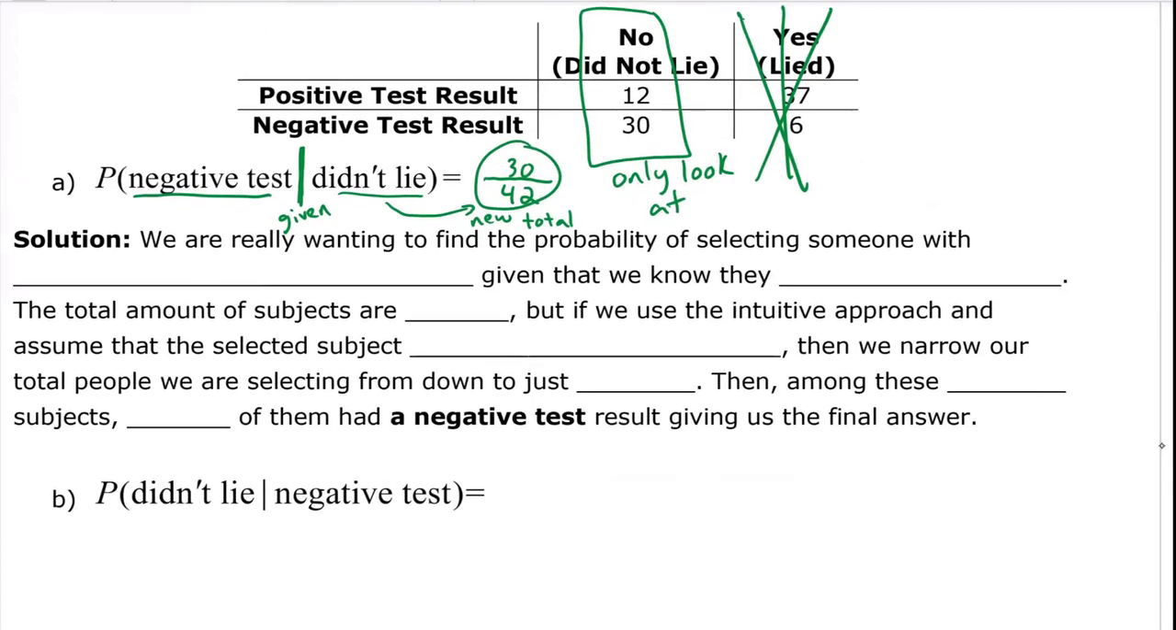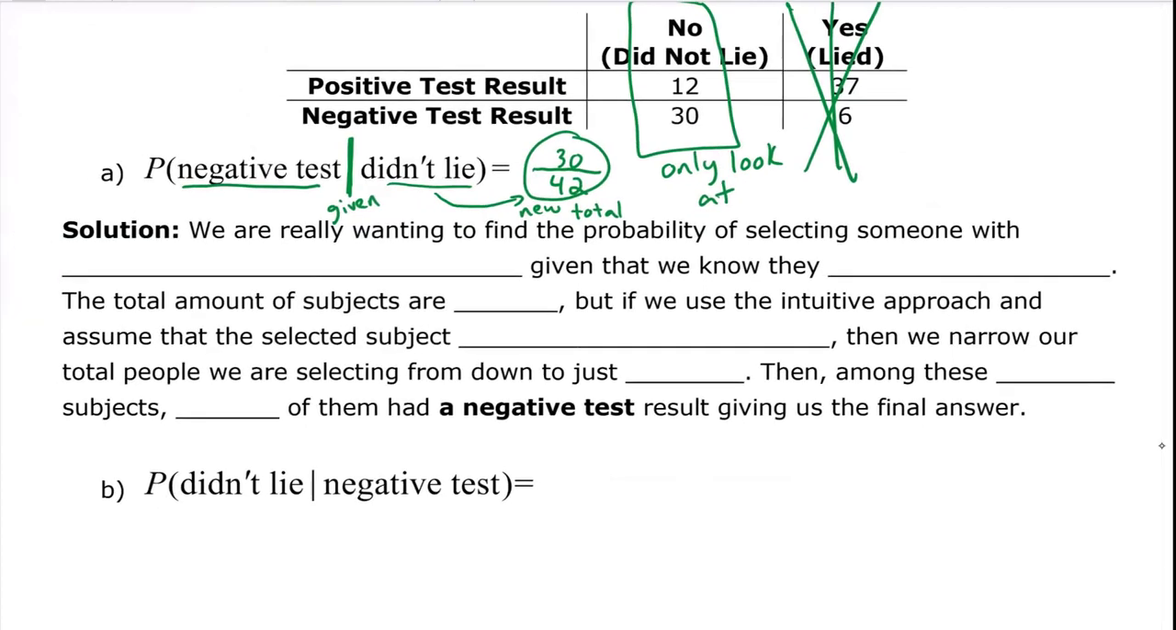And this is basically the solution written out in words, but what we really want to find is the probability of selecting somebody with a negative test, given that we know they didn't lie. The total number of subjects in the table, if you counted them all up, is 85. Normally our denominator has been that 85, but if we use the intuitive approach and assume that the selected subject didn't lie, that's what we're given.